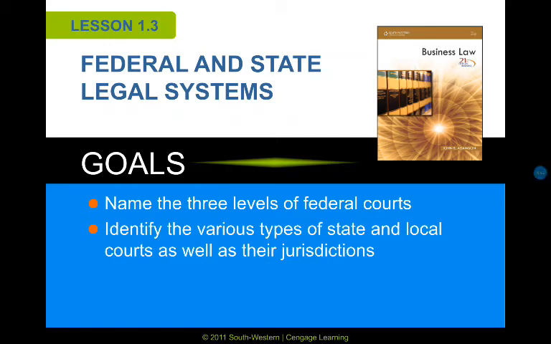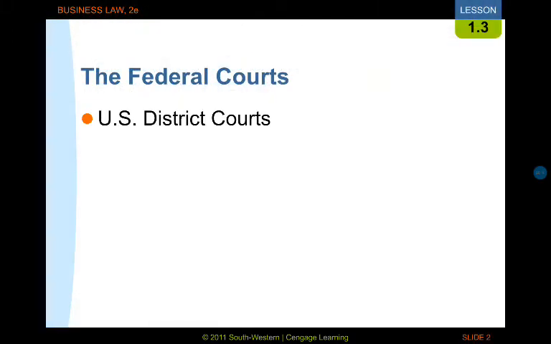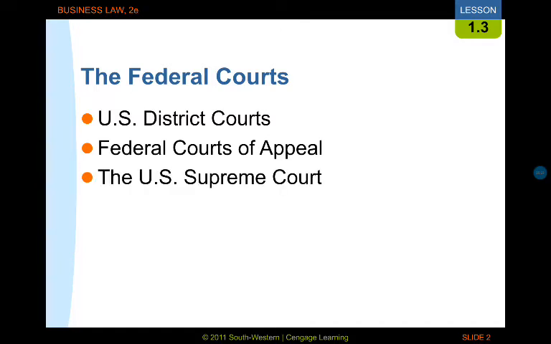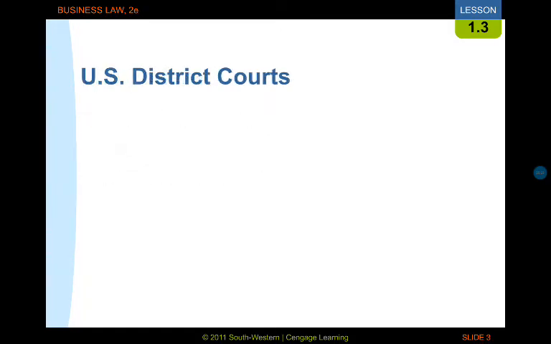Okay, and welcome to Lesson 1.3, Federal and State Legal Systems of your Business Law book. The goals: name the 3 levels of federal courts, identify the various types of state and local courts as well as their jurisdictions. The federal courts: U.S. District Courts, Federal Courts of Appeal, and the U.S. Supreme Court.